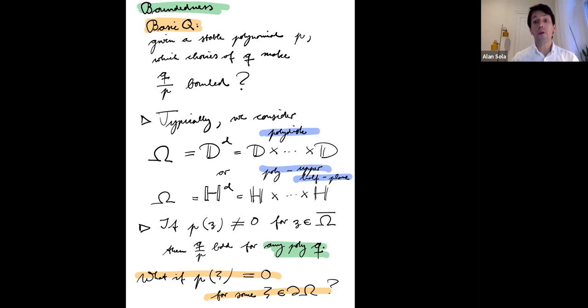So if P has no zeros on the closure of omega, well, then Q divided by P is bounded for any choice of polynomial Q. And so the interesting situation arises when P is stable, but not strongly stable in the sense that P is non-vanishing on the closure. So if P has some zeros on the boundary of omega, then this question becomes quite interesting.